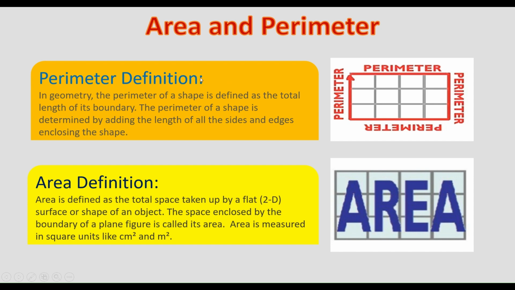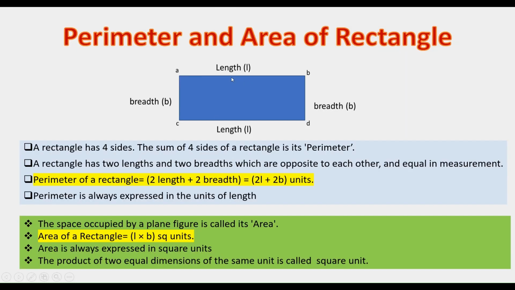I hope you have understood the definition of area and the perimeter. Now let's see the perimeter and area of a rectangle. Can you see the rectangle here? This rectangle has four sides. The sum of these four sides is nothing but the perimeter. These two sides are the length, and these are the breadth. A rectangle has two lengths and two breadths, which are opposite to each other. Length and length are opposite to each other, and breadth and breadth are opposite to each other, and they are equal in measurement.